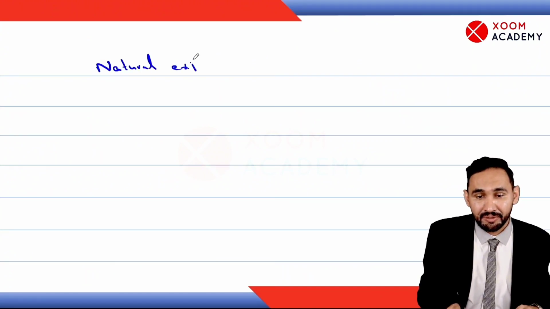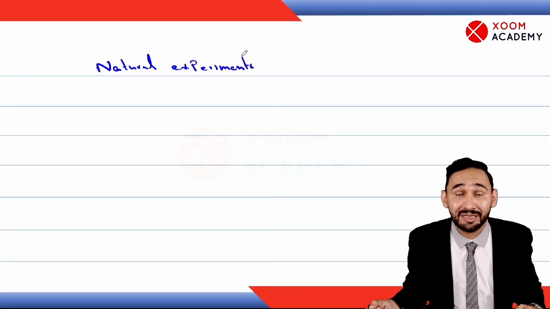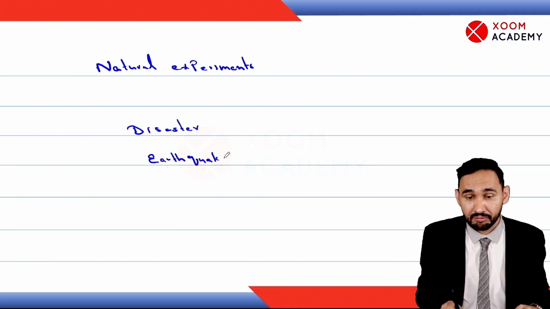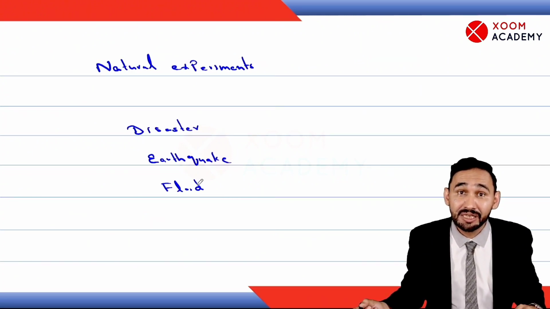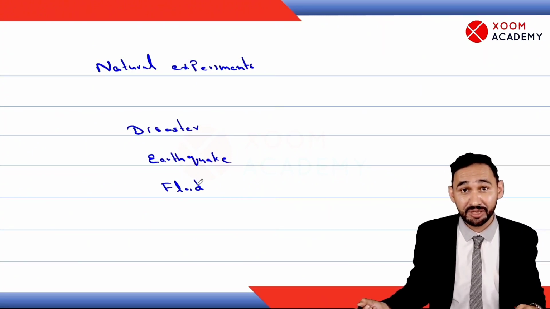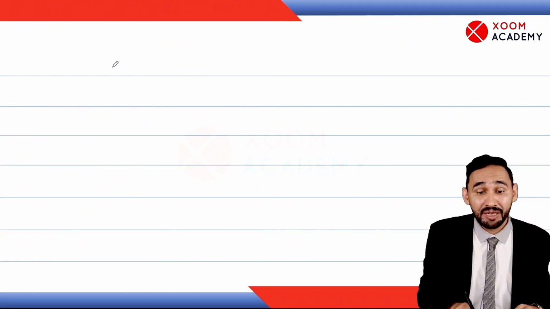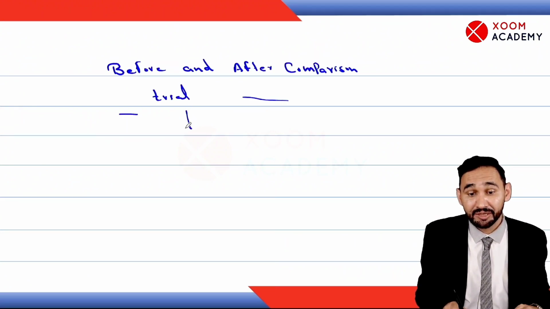What are natural experiments? Sometimes nature tells us how to do an intervention, like in case of disaster. After a disaster, like after an earthquake or after a flood, we do certain interventions. We search, we rescue the population, we give them shelter, we provide them food and nutrition. So these are natural experiments.